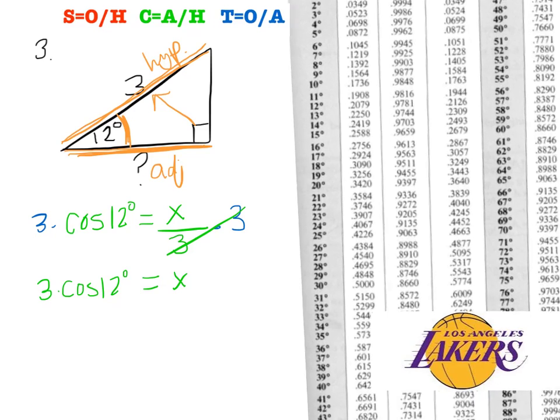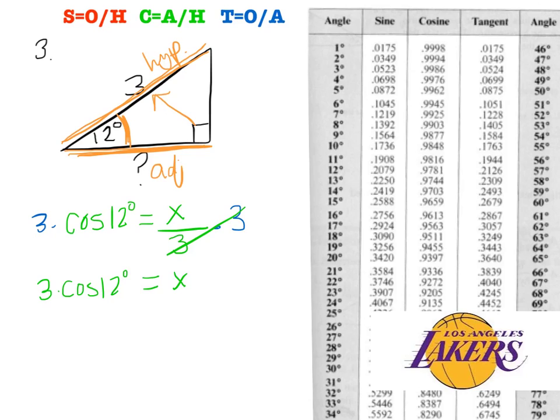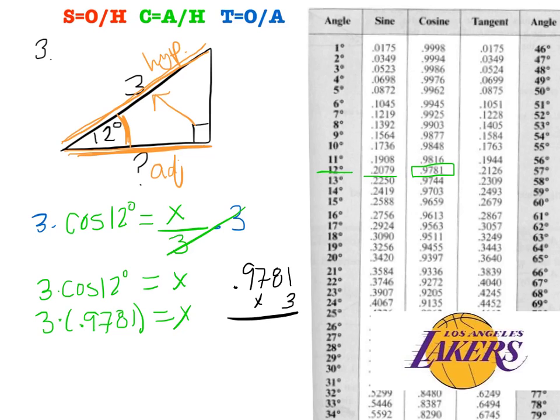So I'm going to go ahead and zoom in. Okay, here's 12 degrees. Here's the sine, and here's the cosine. So 3 times 0.9781 will be what x is. So all I'm going to have to do is a little bit of math here. So I'm going to take 0.9781 and multiply by 3.